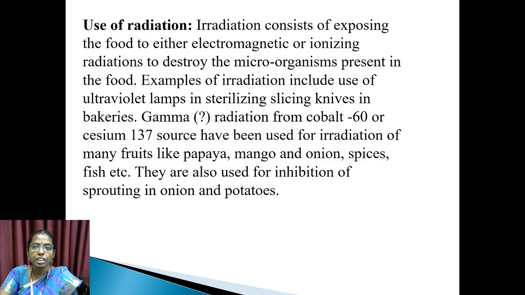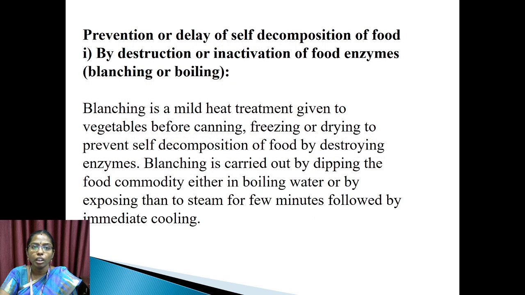Next is the use of radiation. Radiation consists of exposing a food to either electromagnetic or ionizing radiation to destroy microorganisms present in food. Examples of radiation include use of ultraviolet lamps in sterilization, slicing knives in bakeries, and gamma radiation from cobalt-60 or cesium-137 sources, which have been used for irradiation of many fruits like papaya, mango and onion, spices, fish, etc. They are also used for inhibition of sprouting in onion and potato.